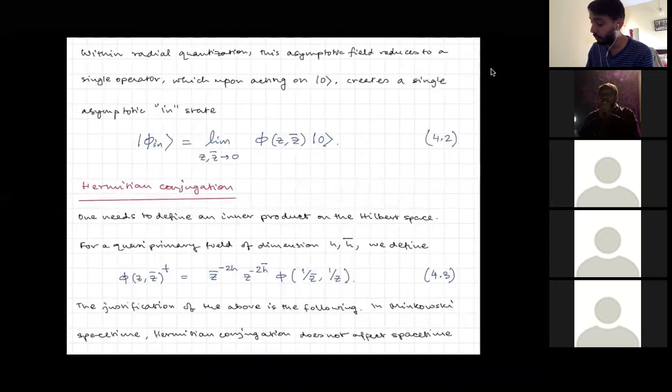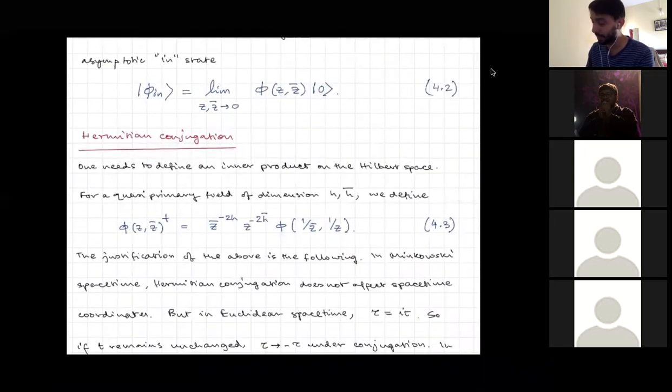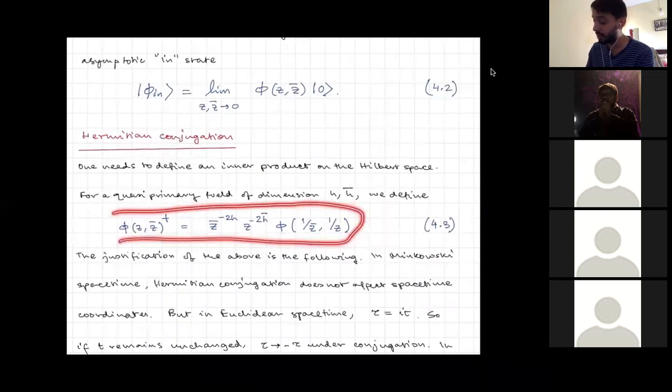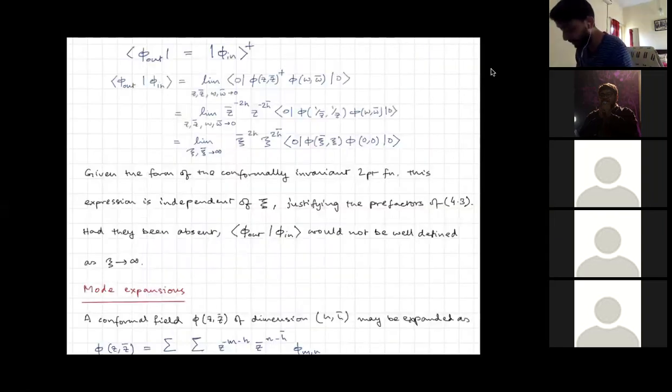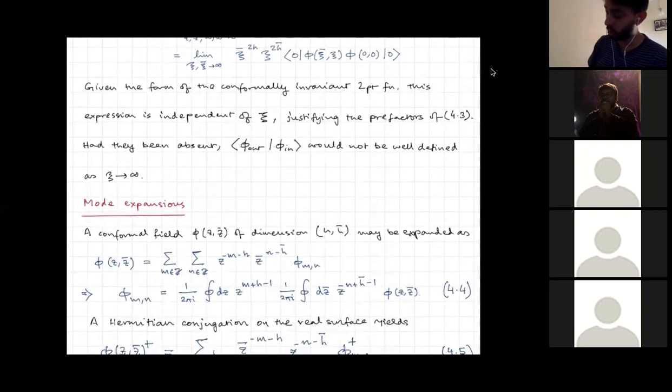All right, so what we have learned in this part is that when you have a field, if you look at its Hermitian conjugate, you have an expression like this, and you have to take care of these factors in front, and you also have to make sure that you remember to replace z by 1 over z bar. Okay, so that's the thing about Hermitian conjugates.